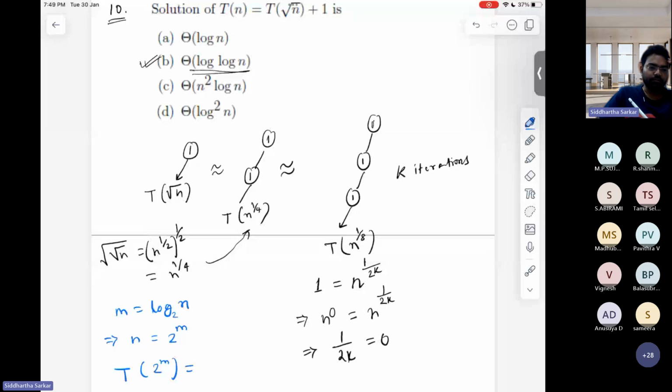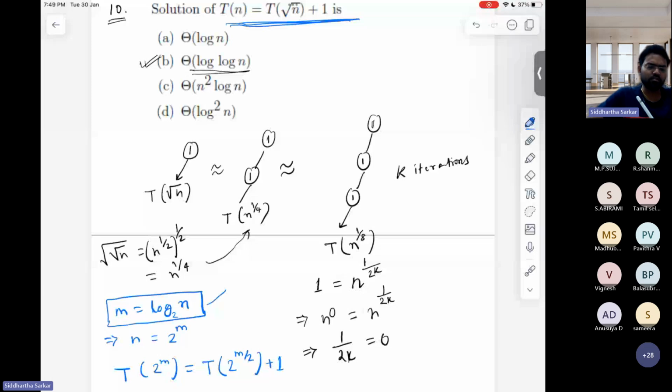What is root over n? Root over n is 2 to the power m into half, that is 2 to the power m by 2. Nothing fancy. We're just writing this recurrence with this transformation in mind. This is called a substitution. We're allowed to do this. We're just introducing a new variable m. Now we have a different form of the recurrence, which is sort of easy to handle.